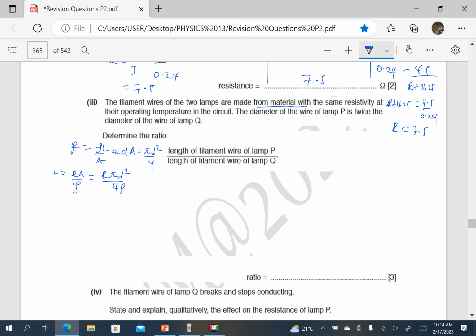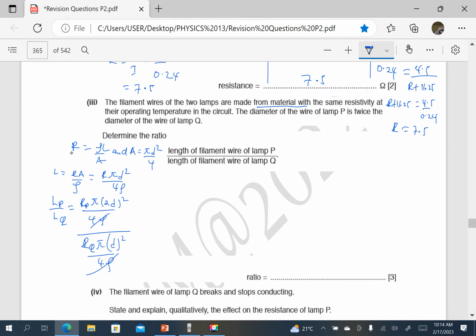Now I'm going to make two equations because we want length of wire P over length of wire Q. So length of P over length of Q is going to be equal to resistance of P times pi times, they told us that the diameter of the wire of lamp P is twice the diameter of the wire of lamp Q. So if we say for Q it is D, for P it is twice D. So this is going to be twice D and it is squared, divided by 4 rho, again divided by, for Q, resistance of Q times pi, its diameter is just D, divided by 4 rho.